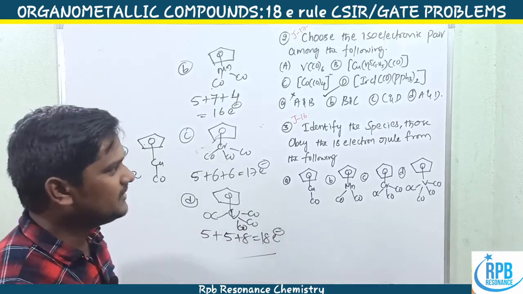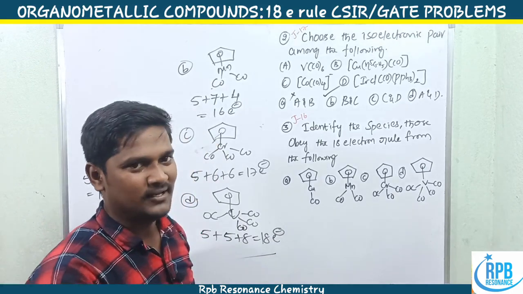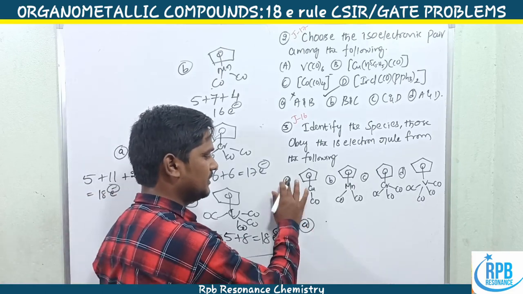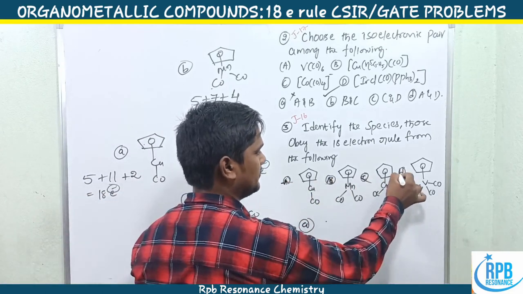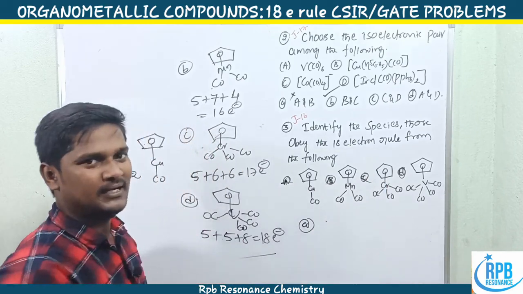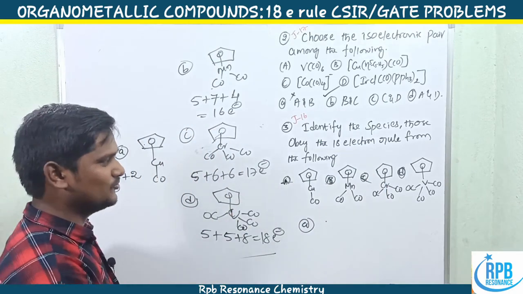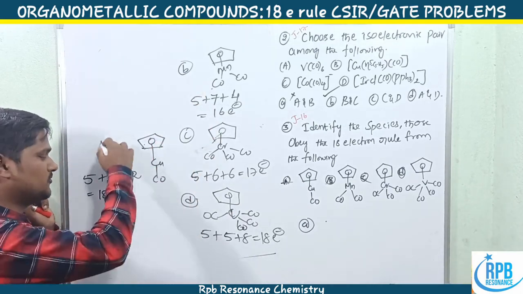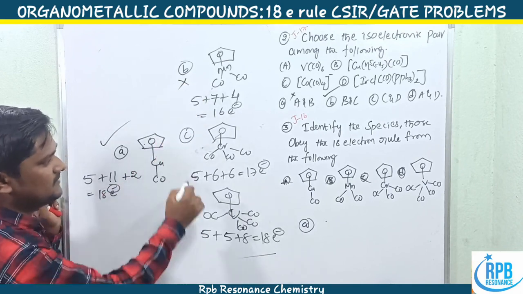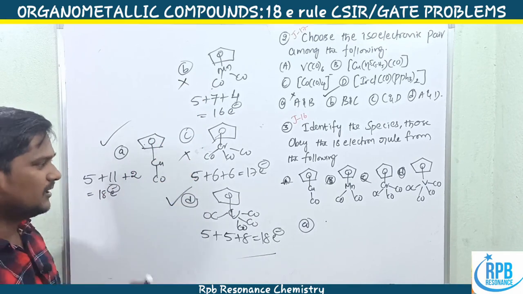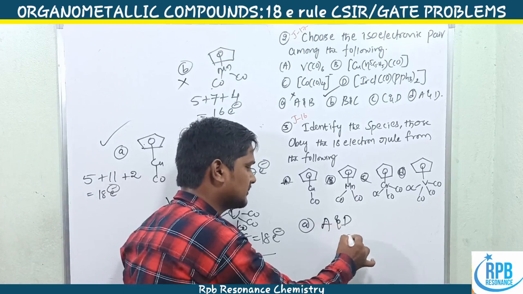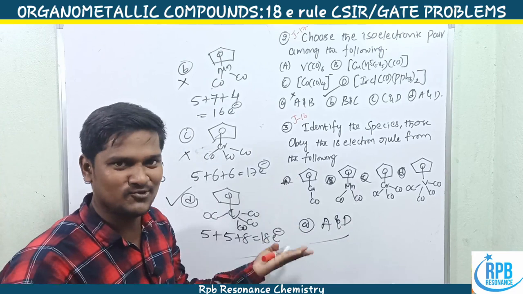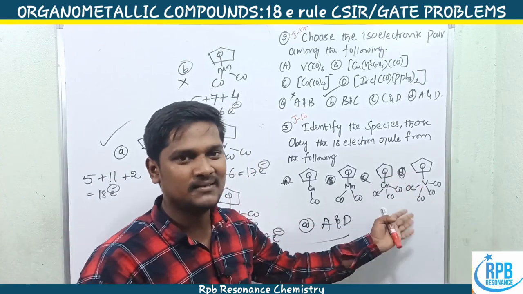Identify the species that obey the 18 electron rule. Here also they have given small a, b, c, d options for A and B. Now they have given plenty of options. Among the four, which one obeys the 18 electron rule? First one obeys the 18 electron rule, B does not obey, C does not obey, but D obeys. So A and D is the correct answer. First one, 11 plus 5, 16, 16 plus 2, 18. Last one, 5 plus 5, 10, 10 plus 8, 18 electrons.